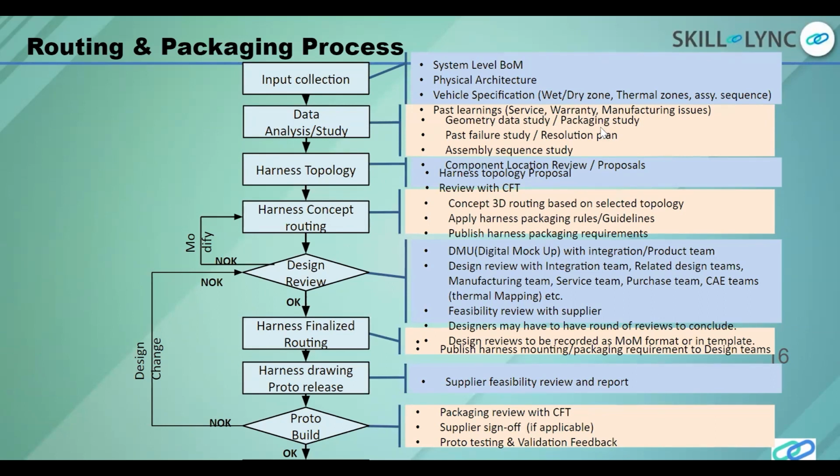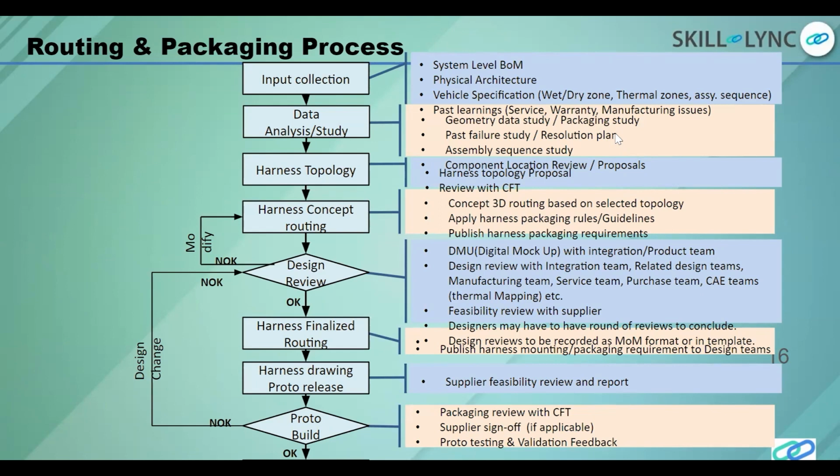Now having got these inputs, we are going to look into the analysis part, where we understand the past learnings from the previous manufacturing data, what the geometry of the vehicle is, what resolution has to be done with respect to the previous failures and other things, and also how the assembly process has to be. Having done this, the next stage will be the harness topology.